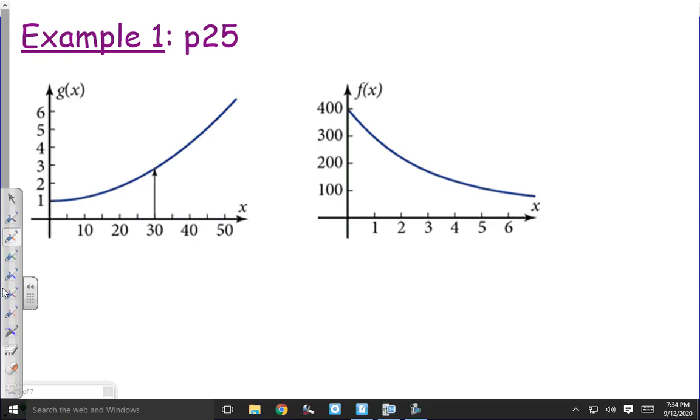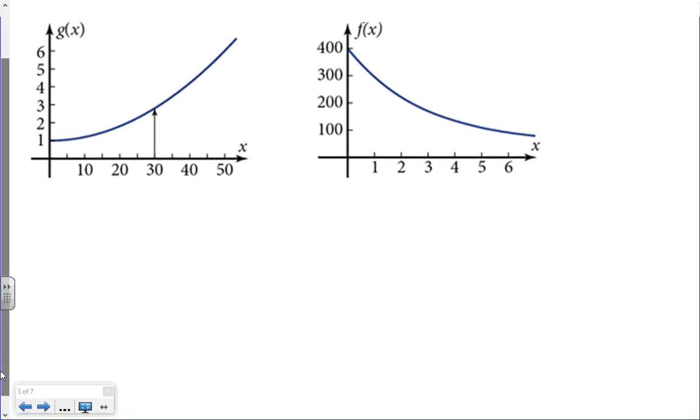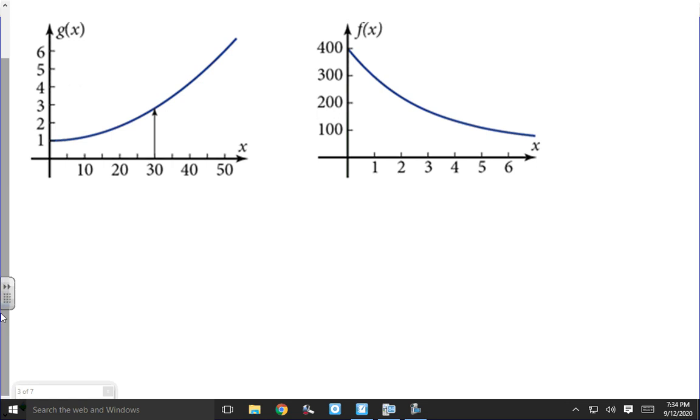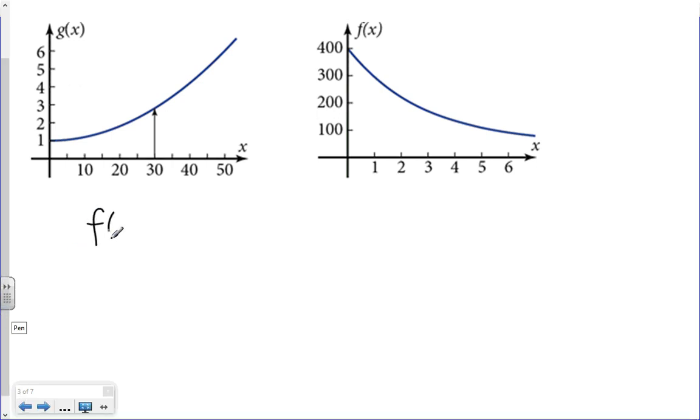All right, let's take a look at the first example here. There's actually several examples that we need to go through. On page 25, it says you've got functions f and g. They're in this graph here. I've got them both sketched up here for us. And they want us to find the composition f of g of 30, showing on copies of the graphs how you found this value. Okay, so f of g of 30.